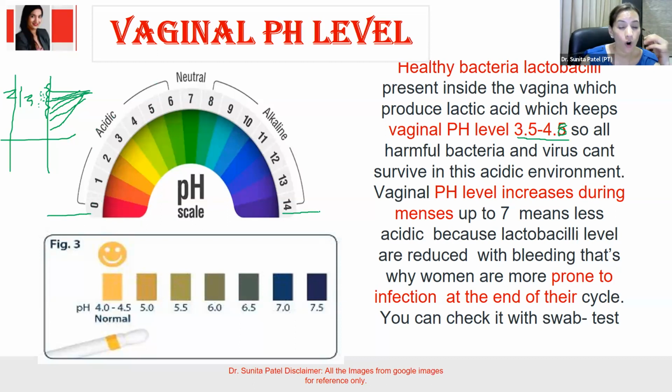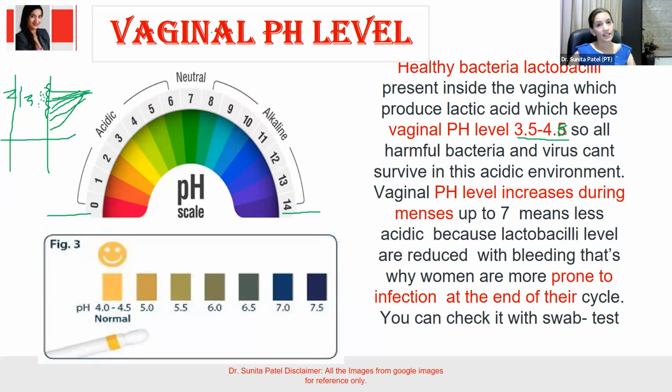Highly alkaline means all the bacteria and viruses can survive and they can damage the tissues. Very, very alkaline. And highly acidic means not even any bacteria can survive. All the bacteria are going to be killed because the pH level is very high and the environment is acidic. But we don't want every bacteria to die. We want some good bacteria to sustain, and we don't want bad bacteria to grow. So our body requires some healthy bacteria.